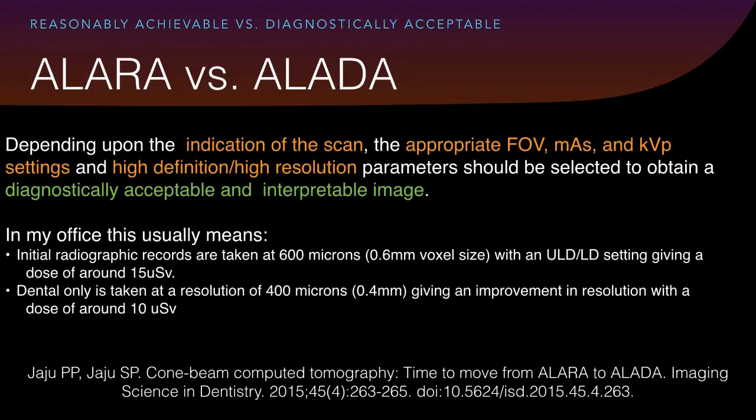So in my office, what that means, initial records are usually taken at 600 microns, and that's a full field of view, and that dose is around 15 microsieverts. If I need to do a dental only, that resolution is at 400 microns, which does give us a slight improvement in resolution, but because you've reduced the volume size, it's actually reduced the total effective dose of radiation down to about 10 microsieverts.